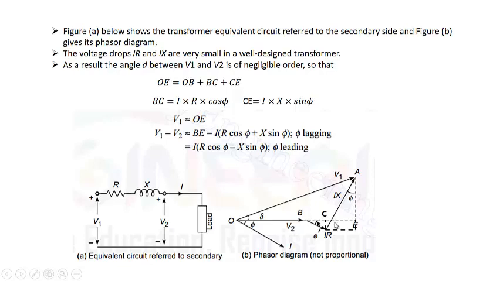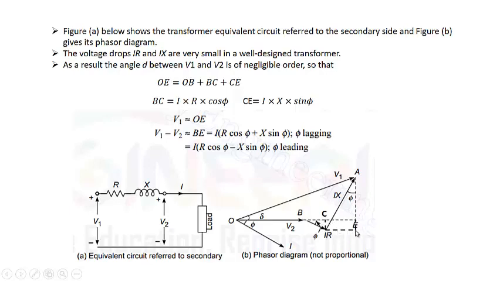So we need to calculate first BE. From this diagram you can see BE will be equal to BC plus CE. BC is nothing but the cos component of this voltage phasor I into R. That means BC will be equal to IR cos of phi. Now if this is theta, this angle will be 90 minus theta because this angle is 90. This angle is 90, which means this angle is again theta, that is phi here. So this value will be the same as this value, that is CE.